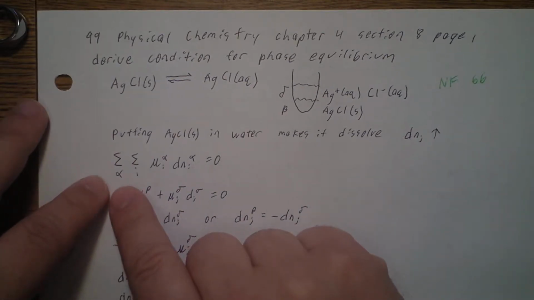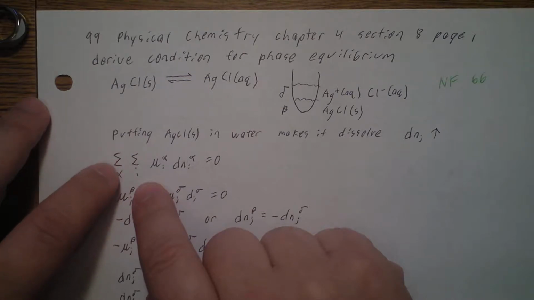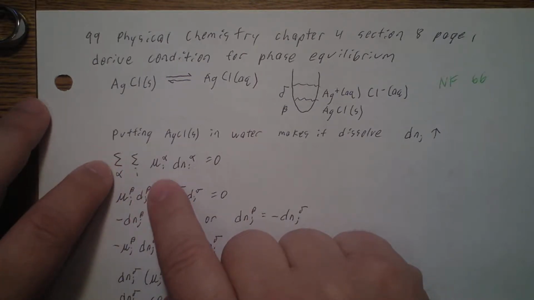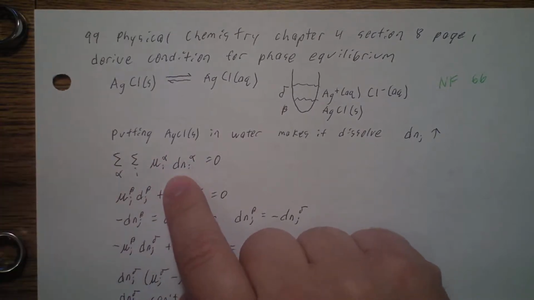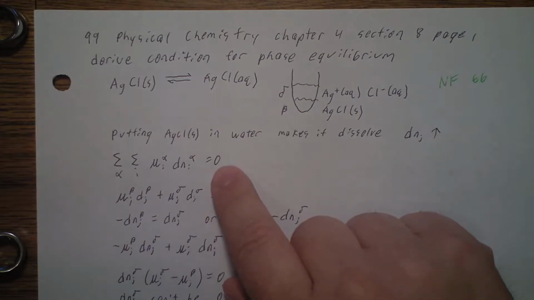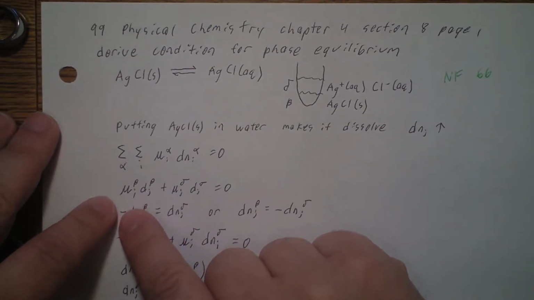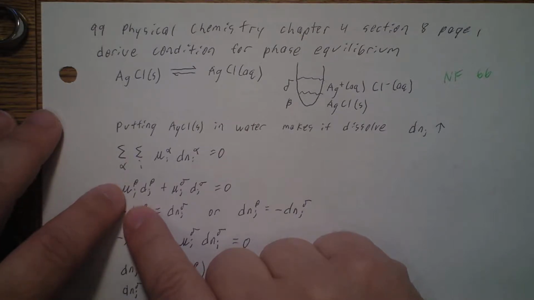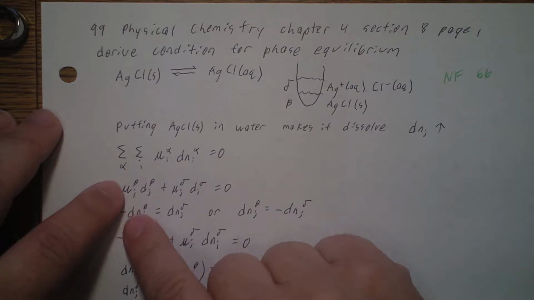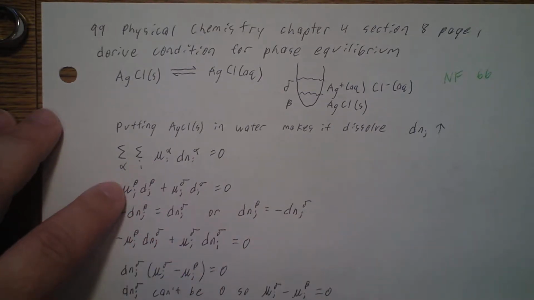Now remember, we showed before the sum over all the phases and the sum over all the substances of the chemical potential of substance I in phase alpha, times the differential of the number of moles of substance I in phase alpha is equal to 0. So we have the chemical potential of substance I. Was that supposed to be an I or a J? Okay, so anyway, we're using J now.